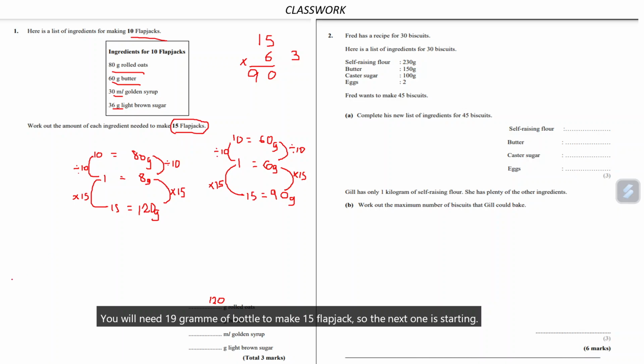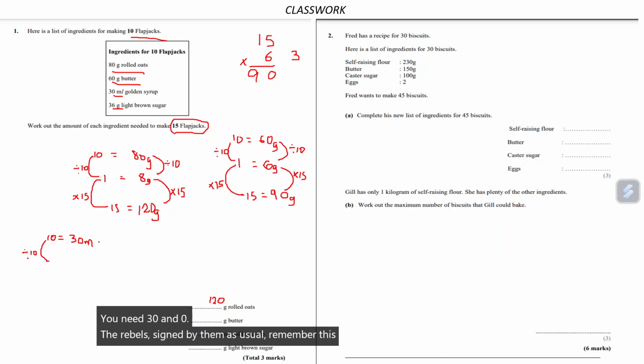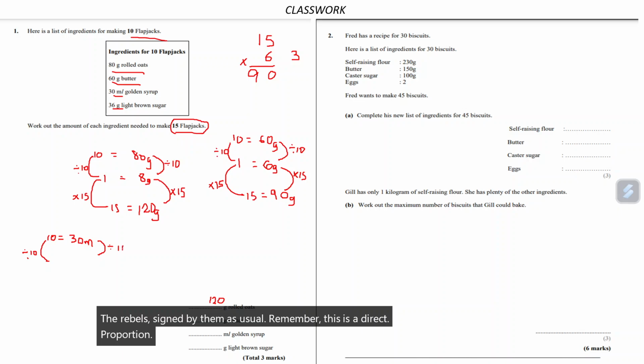and golden syrup. So to do that, for 10 flapjacks, you need 30 ml golden syrup. Divide both sides by 10 as usual. Remember, this is a direct proportion. So to get 1 flapjack, you will need 3 ml golden syrup.